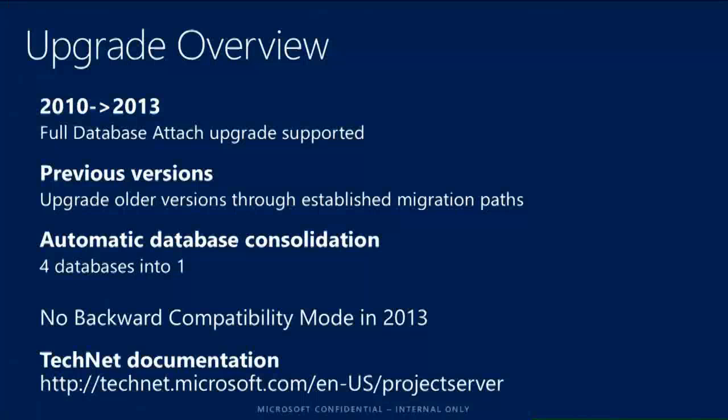On the flexibility... Let's go back, because I think it's worthwhile just talking about the automatic database consolidation. Just as I mentioned in the 2010 to 2013 upgrade path, the 4 databases that you have currently, the draft, published, reporting, and archive, will be merged into one instead. And that happens automatically by the system. So for the admins, this is not a new technical skill that you need to find within yourself. It's automatically done for you.